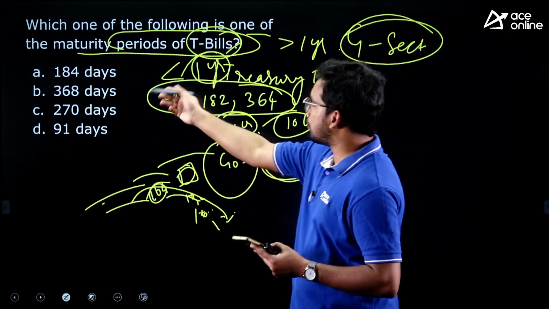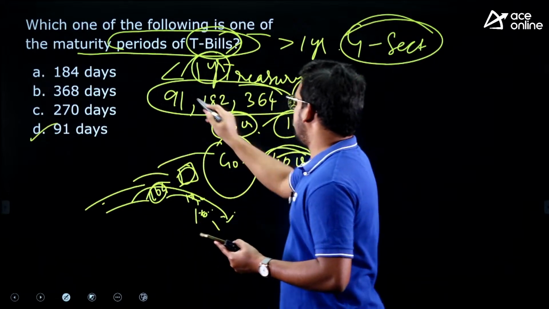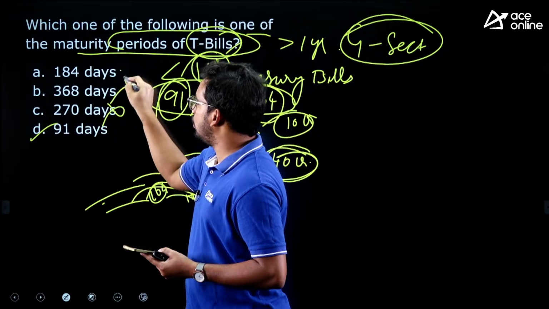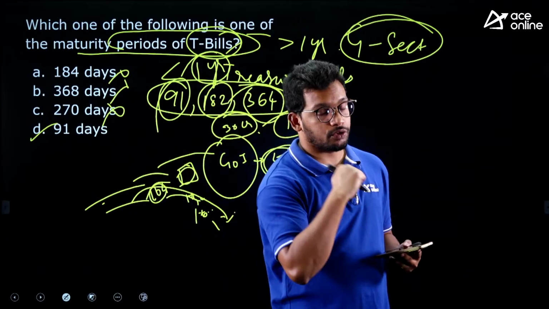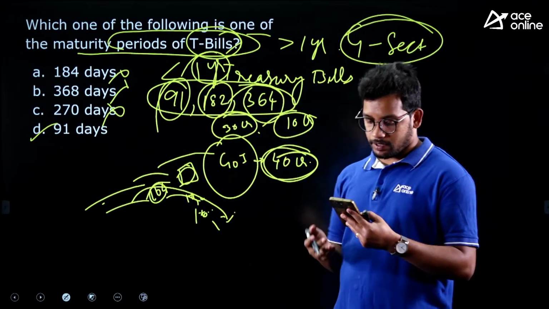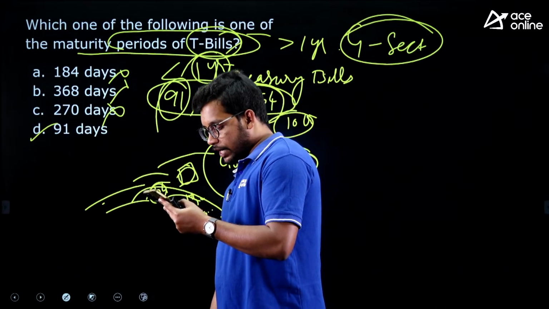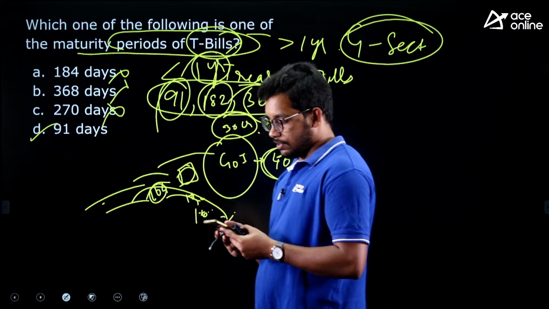So among these, which one is there? The answer is D. We have 91 days, 182 days, 364 days, so we don't have any of these other maturities. That's how you need to learn in a holistic manner. So the answer is D, where Info Reader has answered it correctly. Very good.